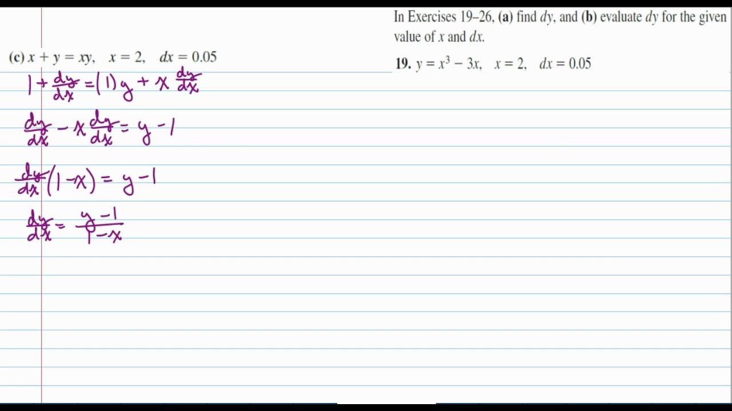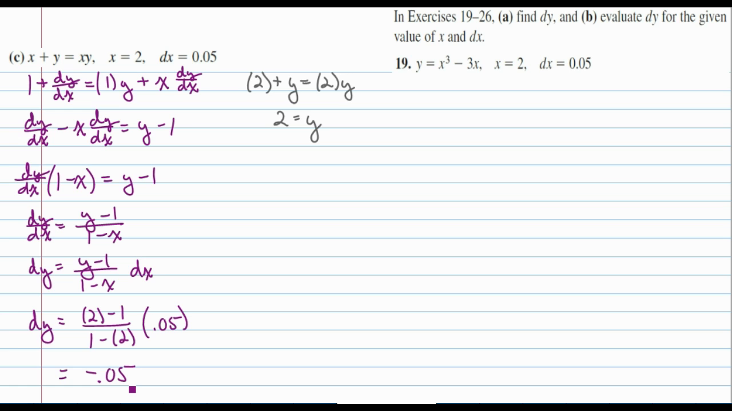Unfortunately I have both x and y in that expression, so to find the differential, I'm going to need to know the y coordinate. Off to the side here, I'm going to plug in 2 for x and solve for y, and I get that y equals 2. Now I can plug in 2 for y, 2 for x, and the dx value to get the differential. I get that the differential is negative 0.05, which means that for every 0.05 that the x value moves, the y value will go down 0.05.